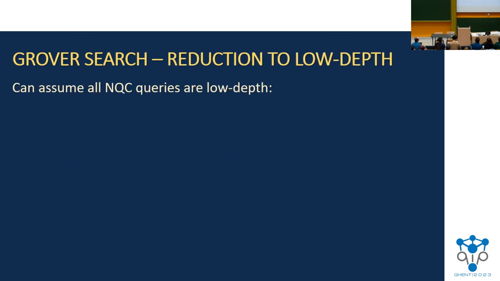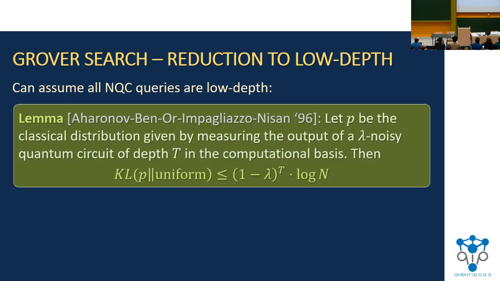So the first step is actually fairly standard. The reason you can assume all of your noisy quantum circuit oracle queries are low depth is this old result of Aharonov and others that says that, let's say I have some quantum circuit of depth T, and let P be the distribution over output strings. It turns out that the KL divergence between P and the uniform distribution over strings is exponentially decaying in the depth of the quantum circuit. Okay, so as I run the circuit for longer and longer, I sort of lose any meaningful information from this computation.